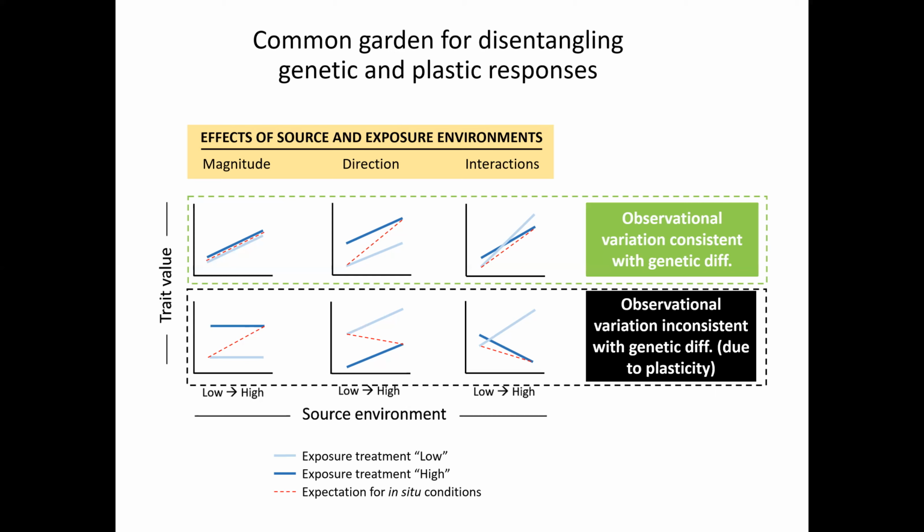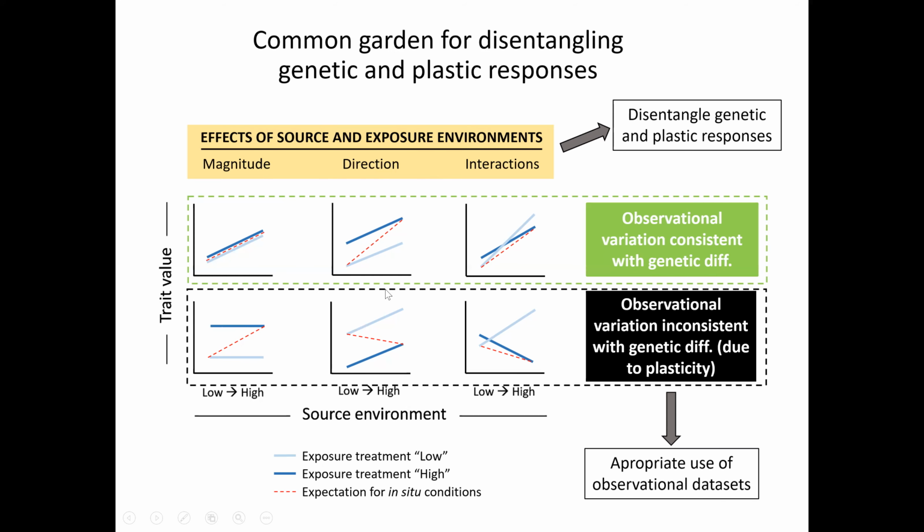So, to summarize the rationale of this study, the idea is that first, by comparing the magnitude, direction, and interactions of source and exposure effects, we can disentangle genetic and plastic responses. And second, by comparing the trait patterns detected in the greenhouse with those detected with field data, we can evaluate the potential uses and misuses of observational datasets, and in particular, their usefulness for inferring genetic differentiation.